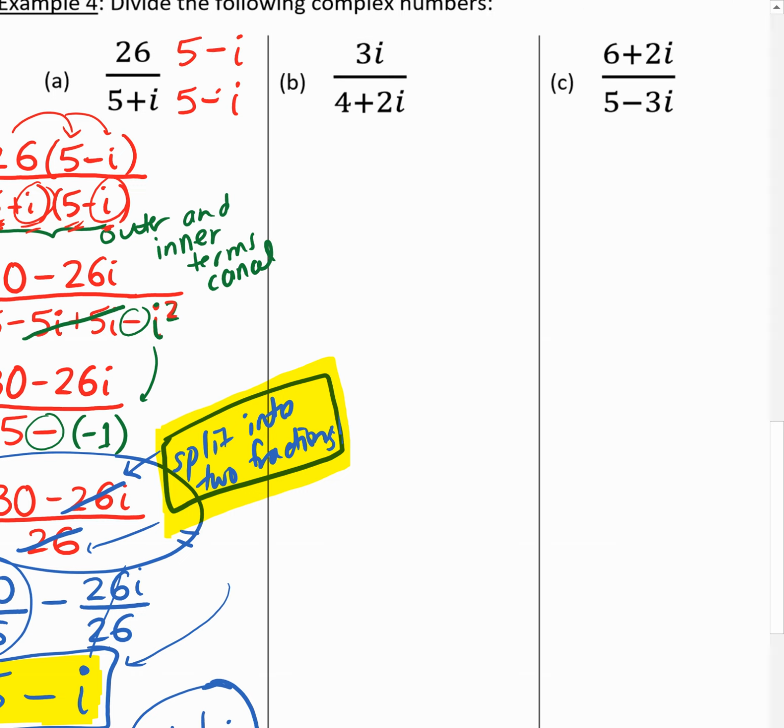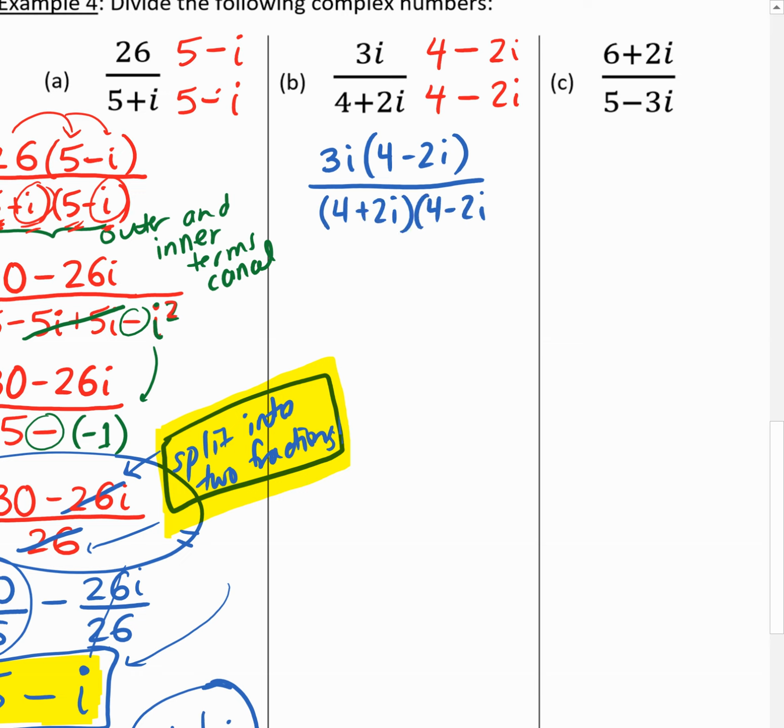But for part B, we have 3i over 4 plus 2i. So like it says in the directions, I want to think about what's the conjugate of the denominator. And like we said, the conjugate has the same terms, 4 and 2i, but opposite sign. Now, since I see a plus, I want a minus, the opposite one. And then from there, I'm going to go ahead and be really careful. In the numerator, I've got a 3i, and I'm multiplying that by the 4 minus 2i. In the denominator, it's 4 plus 2i times 4 minus 2i.